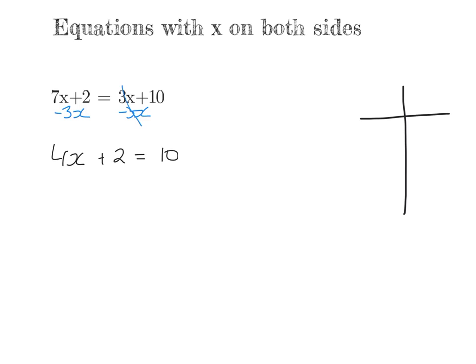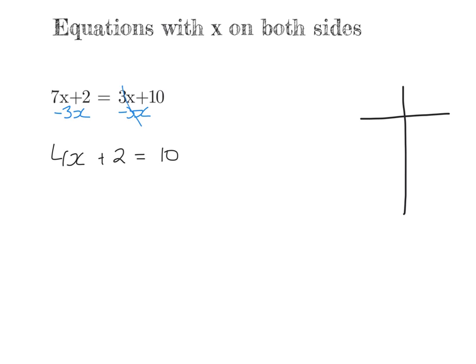So I did the 7x take 3x is 4x. The plus 2 stayed the same. 3x take 3x gives me 0, so they disappear, and there is the 10. Now, I haven't changed my equation in any way, like I haven't unbalanced it. If this was scales, I've taken away the same thing from both sides. It's just that it's taking away x's rather than numbers.